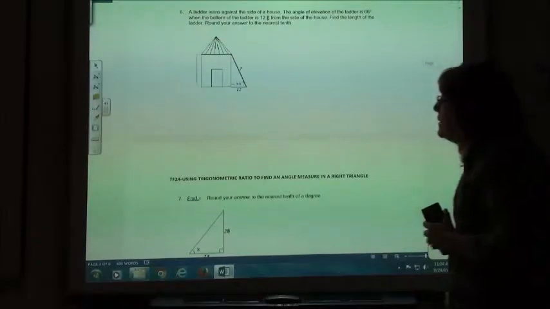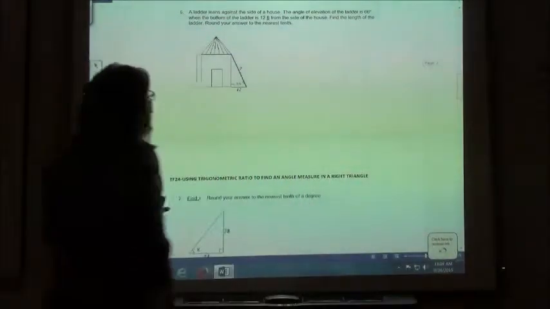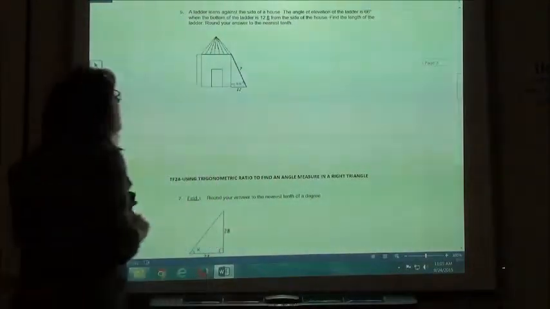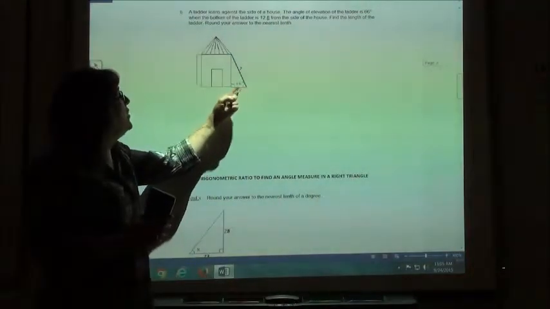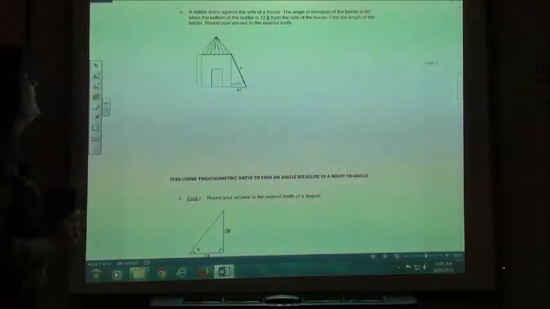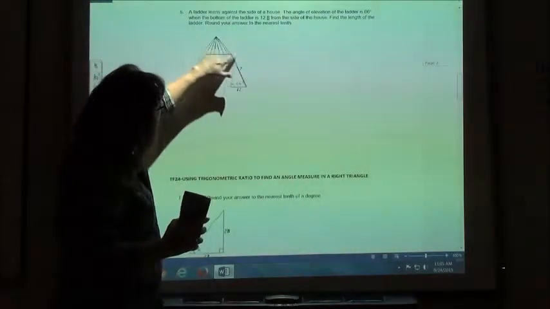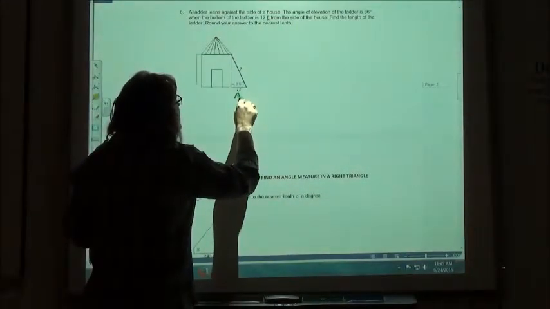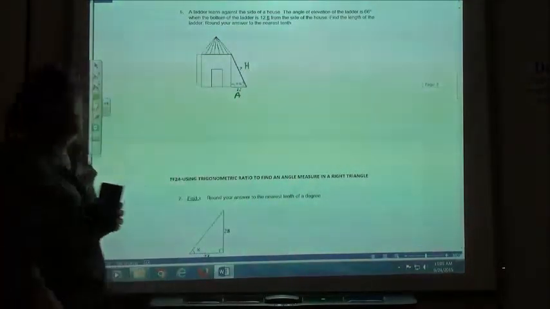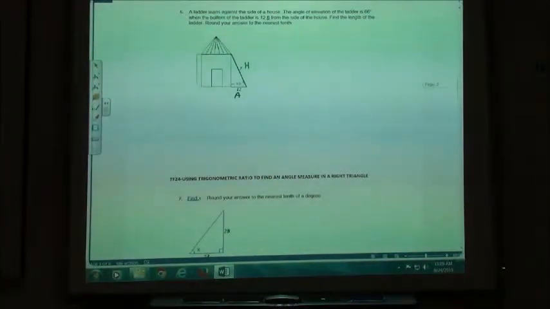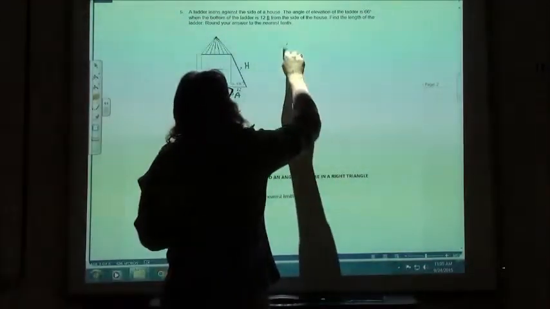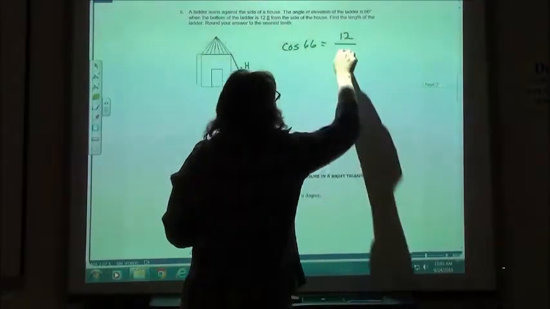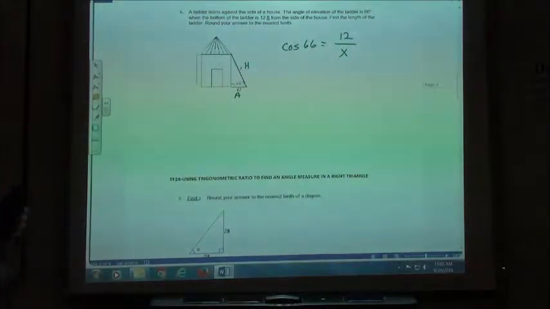So number 6 says, a ladder leans against the side of the house. Again, the angle of elevation is 66, so they've got that marked for you. When the bottom of the ladder is 12 feet from the side of the house, find the length of the ladder. So this time we're finding this side right here. On this one we have the adjacent side and the hypotenuse, so we're going to use the cosine. The cosine of 66 equals the adjacent side, which is 12, over the hypotenuse, which we don't know.